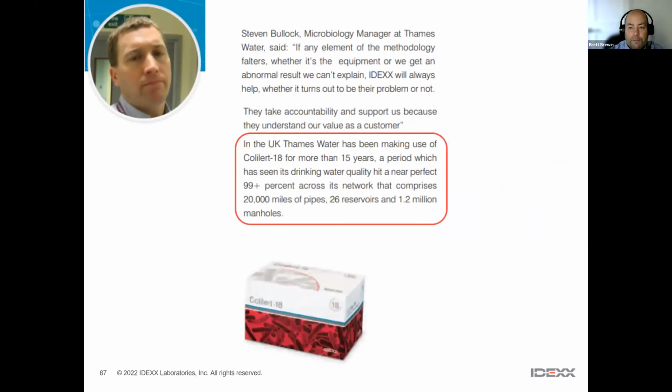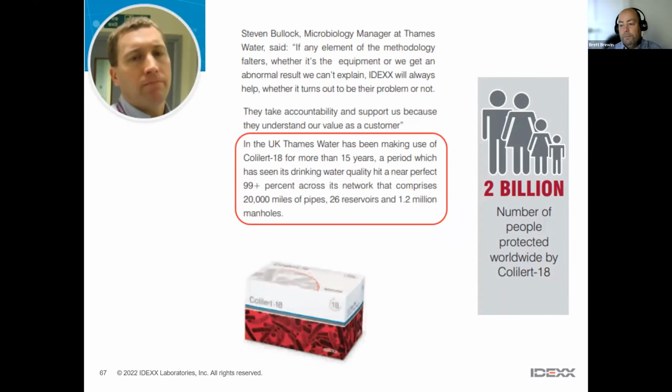Just to give you one example, Thames Water is our biggest customer for Colilert worldwide. They do 400 to 500 Colilert tests a day, every day of the year. Over the last 15 years, they've managed to attain a near perfect 99% negative water sample for E. coli.